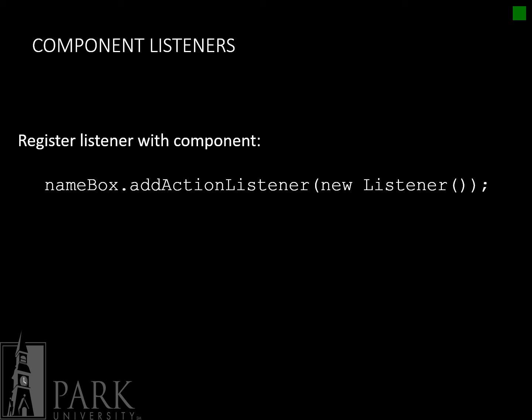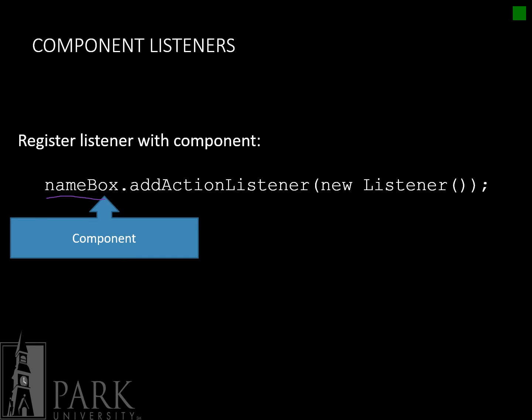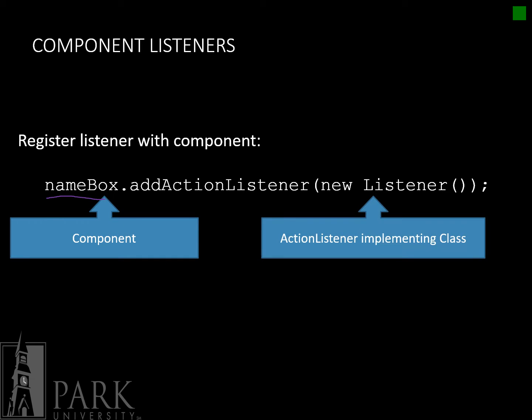Next, we must register the text box listener object. For example, in the greeting program, the create contents method registers a listener for the name box text box like this. In this example, name box right here is our text area component. And listener is the class that we just created that implements the action listener interface.